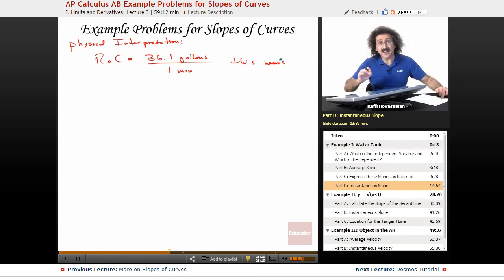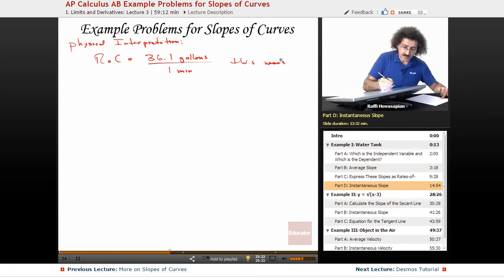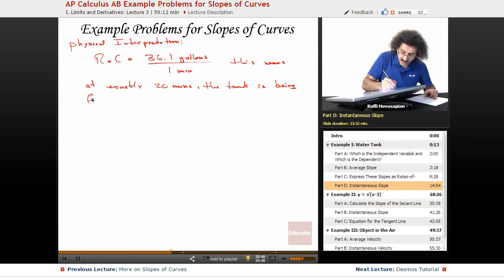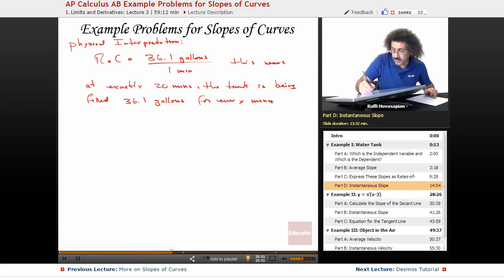This means that at time equals 20, at exactly 20 minutes after I started filling up the tank, the tank is being filled 36.1 gallons for every minute that passes. That's it. That's all.